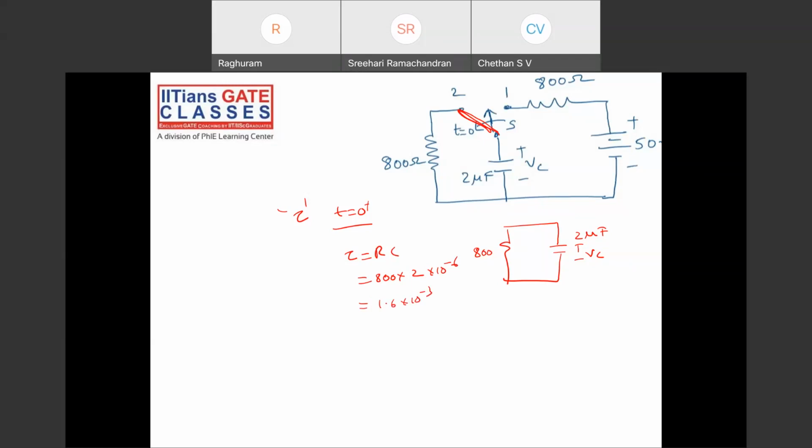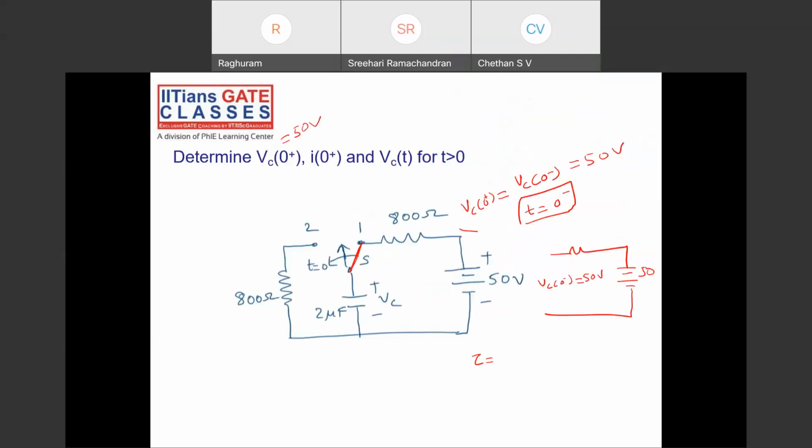So V of t, or Vc of t, is equal to V naught, which is 50, e power minus t by 1.6 into 10 power minus 3, that is 1000 t by 1.6. Okay, you may simplify it. That is Vc of t. And what else is asked?